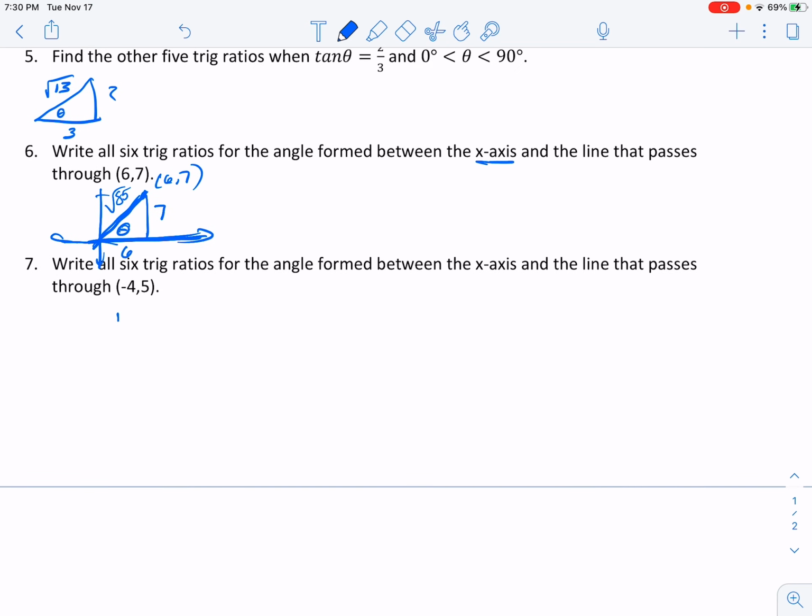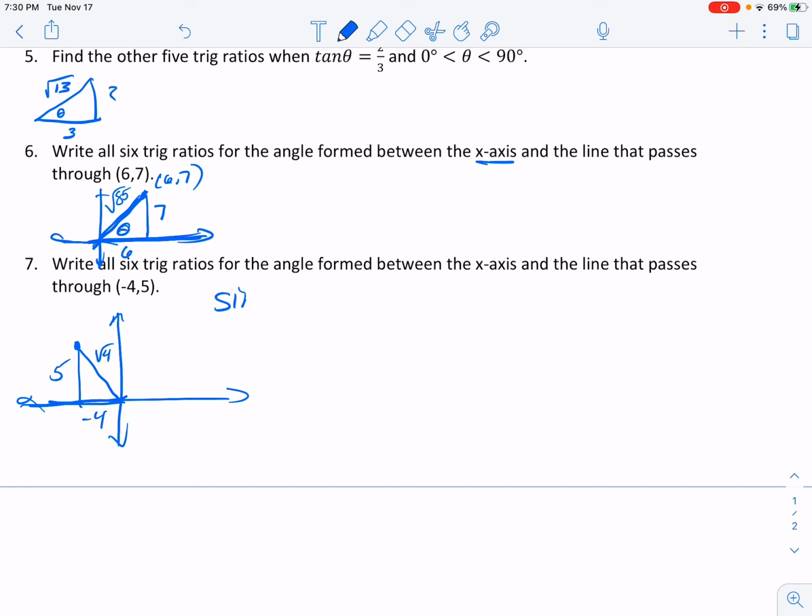Same thing here. The difference is you're going to have some negatives. So we'll do this one. The x-axis, -4, 5. So this side of my triangle is -4. This side is 5. So 25 and 16 is 41.